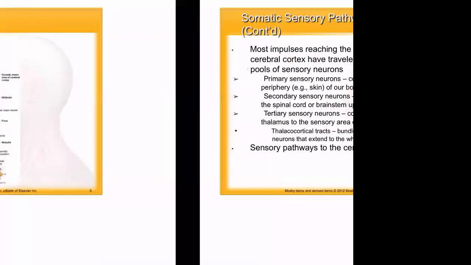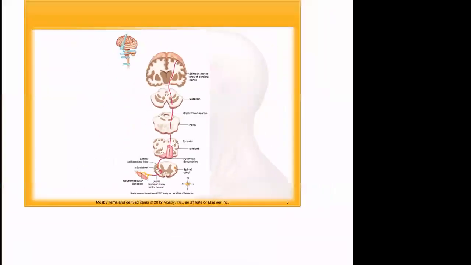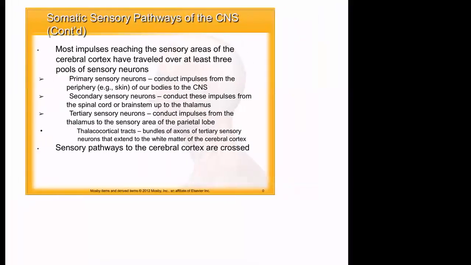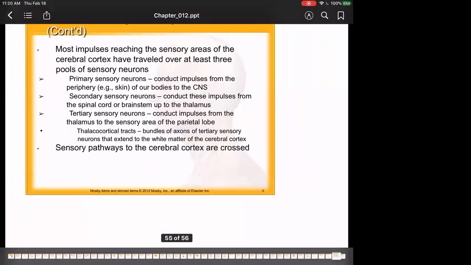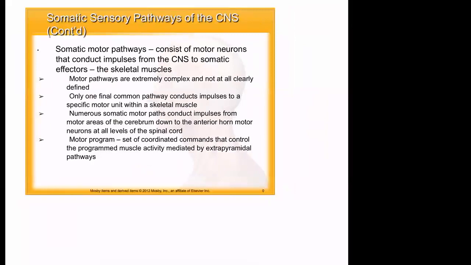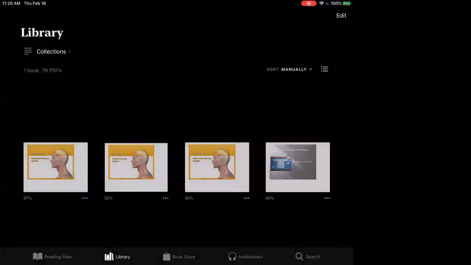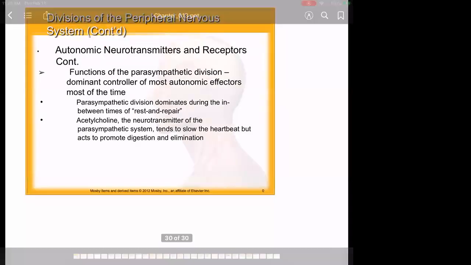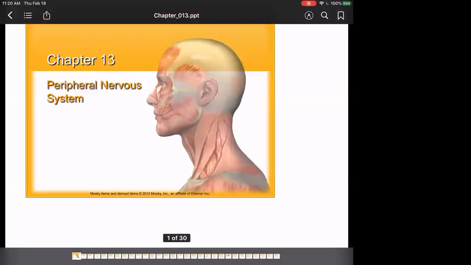Okay. And this is a sensory pathway. The last one we saw was a motor pathway. All right, hit all the points there. And this would be peripheral nervous system.